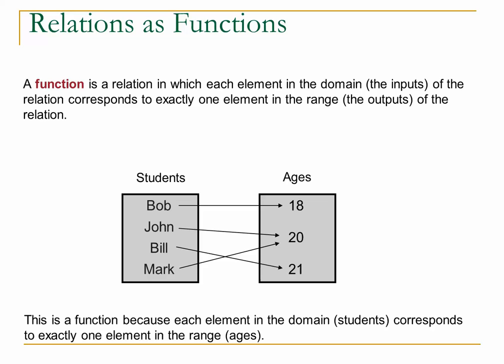So when we say a function is a one-to-one relationship, this is actually a one-to-one relationship because Bob can only be 18. Bob cannot be 18 and 20 at the same time. It's just not possible. While it's fine that John and Mark are both 20, they couldn't be two ages at the same time. So this example represents a function because it's a one-to-one correspondence.